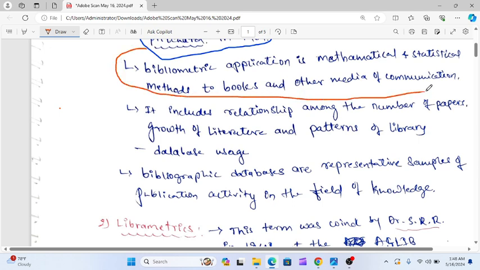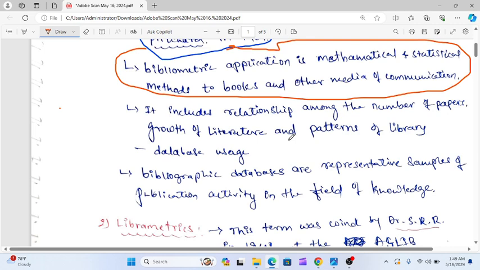In bibliometric analysis, we treat a document or research article from a mathematical perspective. We measure the relationship among the number of papers, growth of literature, and patterns of library database use. We have many databases, and we look at how many articles or literature are published by a particular institute or department.